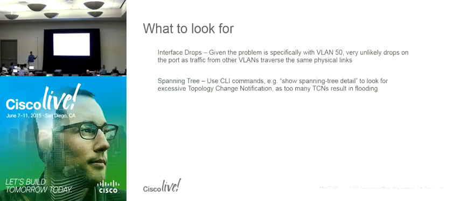Now, was it spanning tree? In that particular customer's case, no. Spanning tree looked clean. And what next? We've looked at spanning tree. We've looked at the core switches, no interface drops. What could be slowing things down?